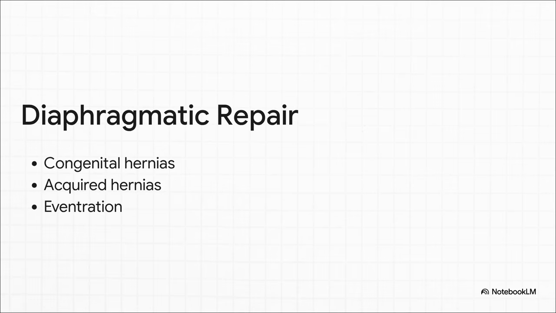Down at the diaphragm, hernia repair codes hinge entirely on the origin of the defect. Is it a congenital hernia, a traumatic hiatal hernia, or an eventration, which is a dangerous thinning in the muscle? The origin dictates the surgical code family, so you've got to read the diagnosis carefully.